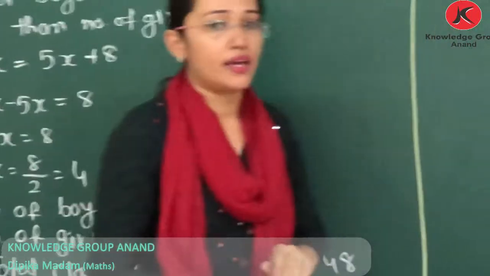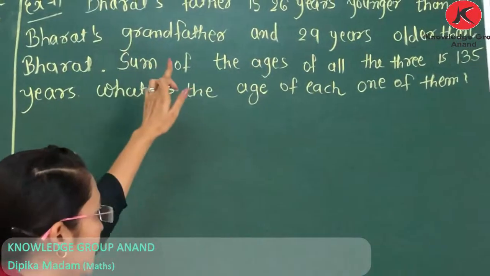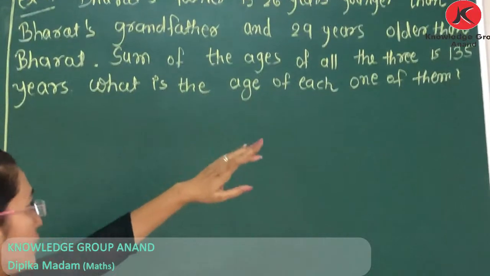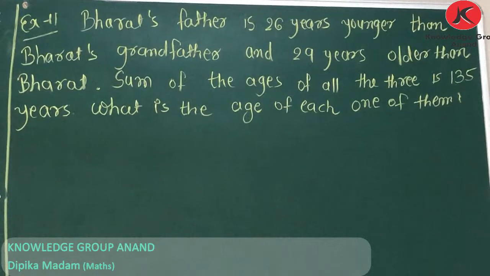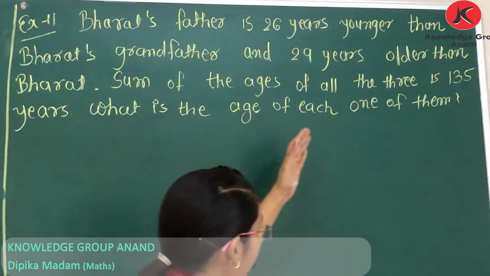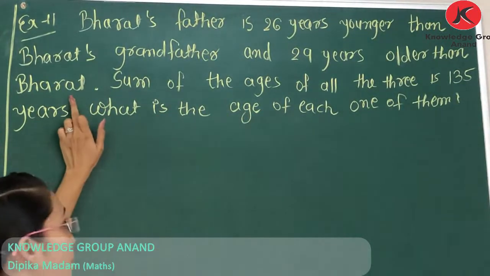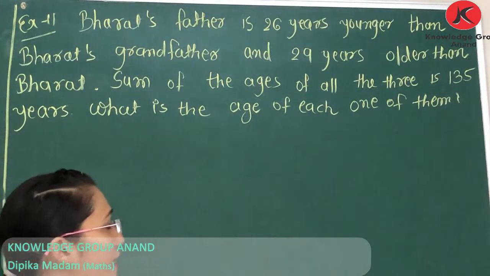Next example. Example 11. Now, Bharat's father is 26 years younger than Bharat's grandfather. What does the statement say? What is the age of Bharat's father? 26 years younger means he is younger than the grandfather. And 29 years older than Bharat. He is 29 years older than Bharat. Okay. So what is the relation given?